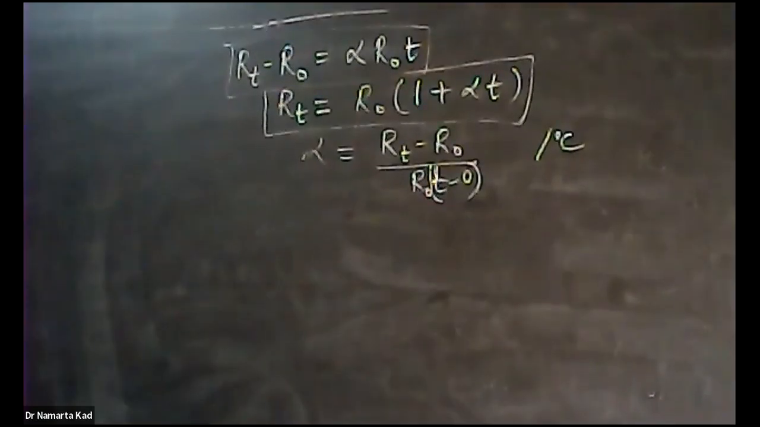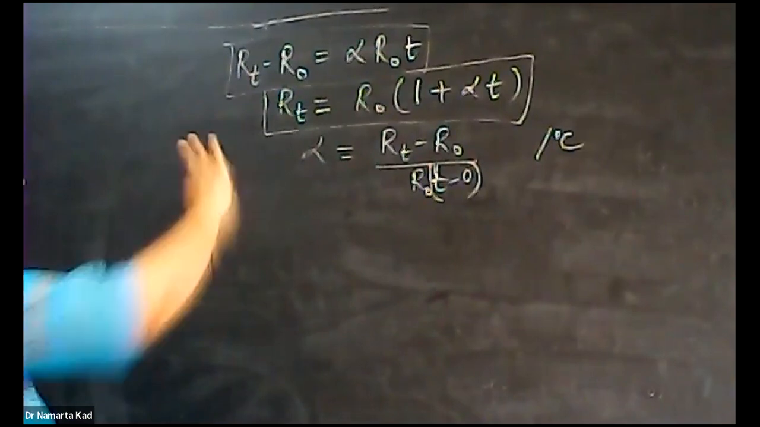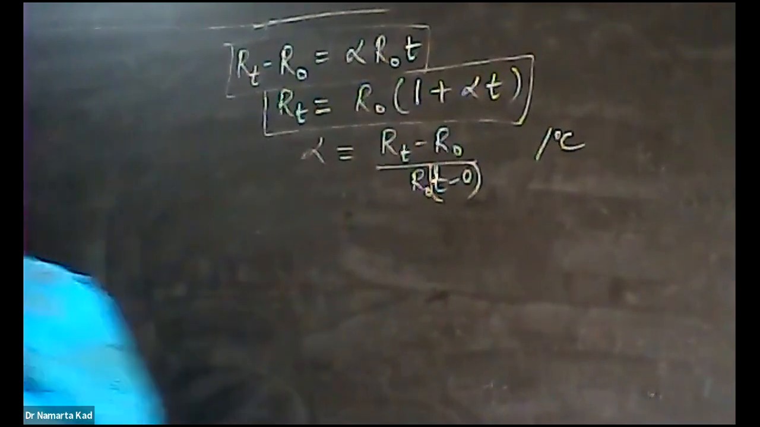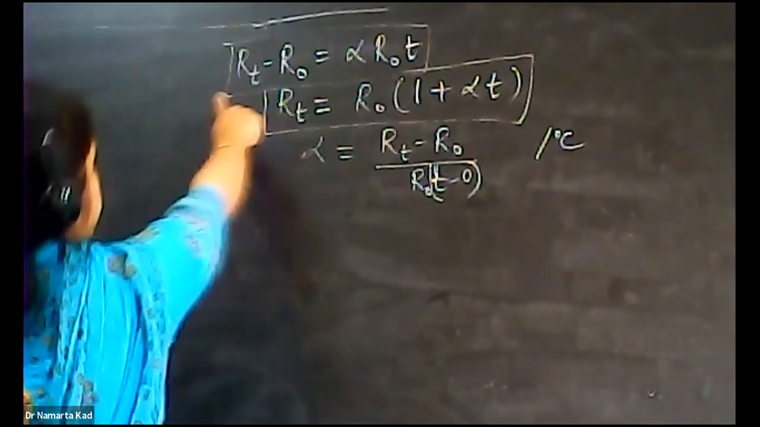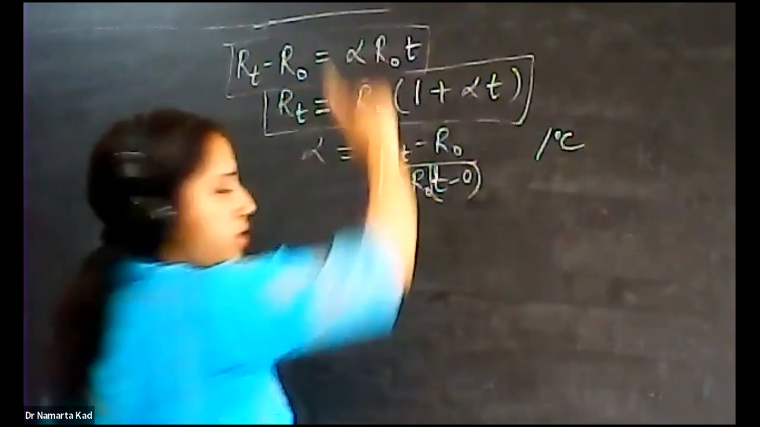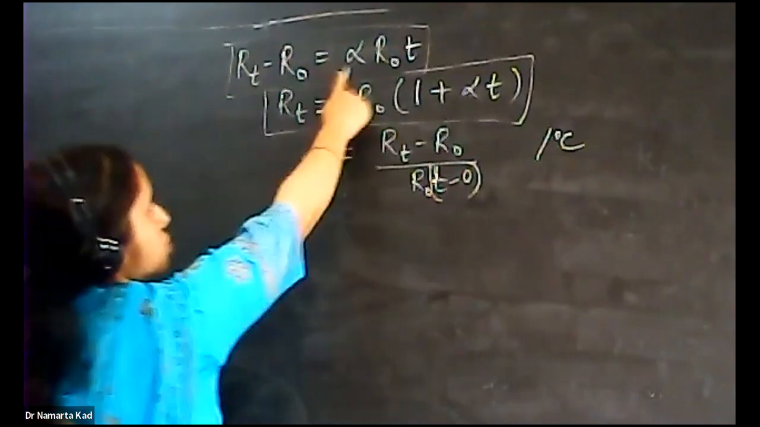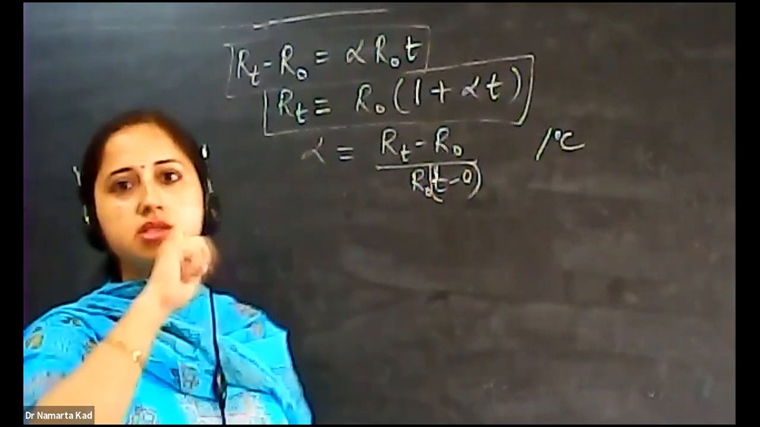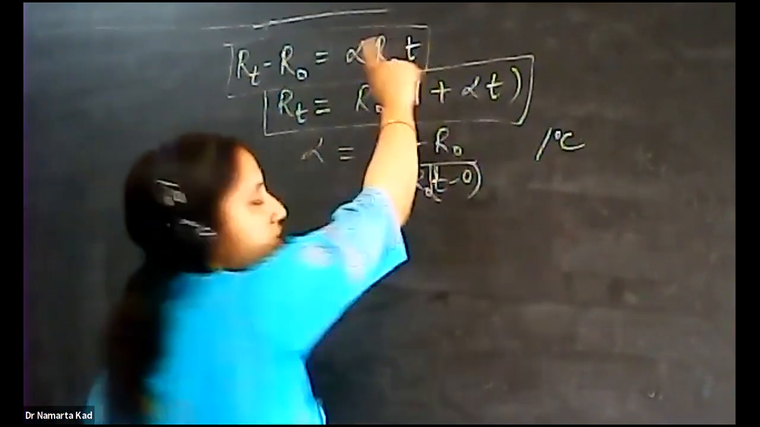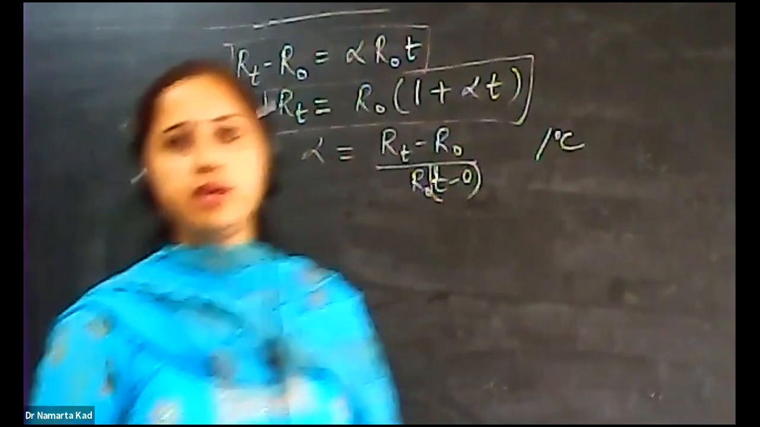Okay, so the different formulas related to the temperature coefficient of resistance are, the first one, that is Rt minus R naught is equal to alpha R naught into t, that is the change in resistance is equal to the temperature coefficient of resistance multiplied by the original resistance multiplied by the change in temperature. So you can use delta T here also.